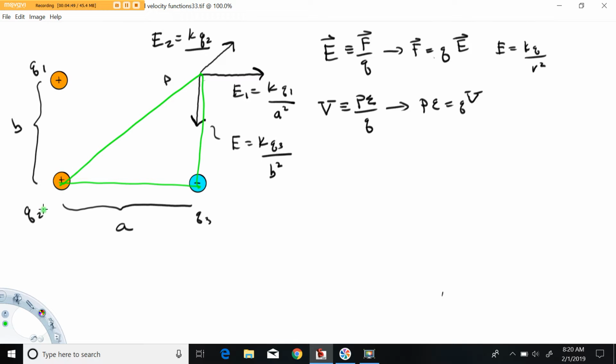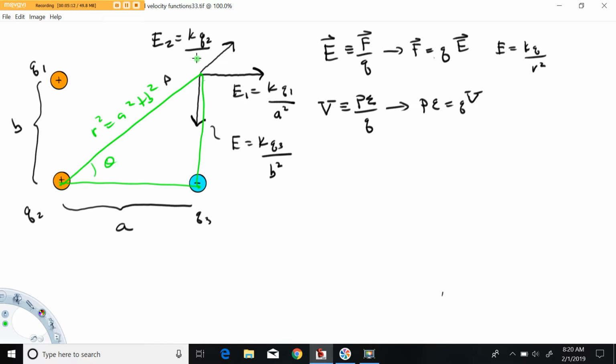The distance we need for charge 2 is this distance. That is the hypotenuse of this triangle, and I'll leave this triangle here for the problem. Here's an angle theta that we're going to need. By the Pythagorean theorem, this distance squared, r squared, is equal to a squared plus b squared. A squared plus b squared equals r squared.